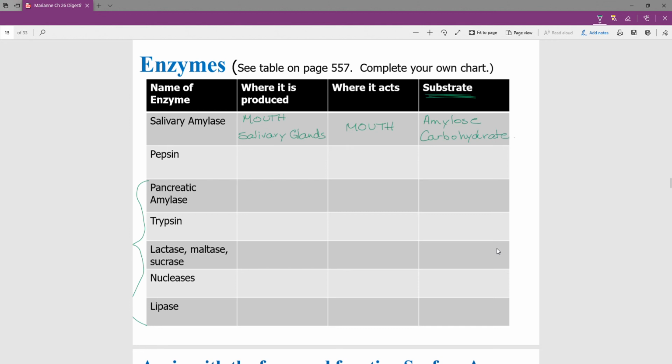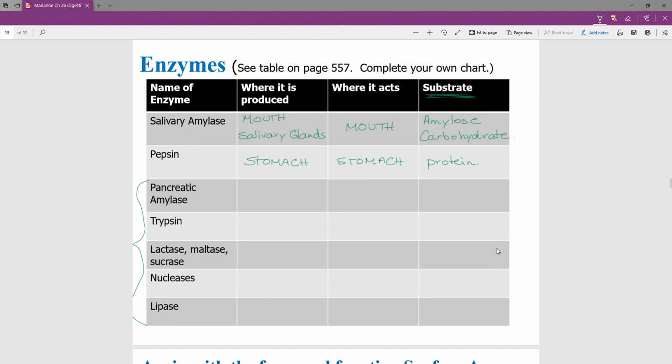Moving on out of the mouth, the next enzyme that we talked about was pepsin, and how pepsinogen, the precursor, was turned into pepsin in the presence of hydrochloric acid. It was produced in the stomach, and it acts in the stomach. The substrate of pepsin was protein. So in the stomach, we had the stomach acid denaturing the protein, but we also had the enzyme pepsin breaking down proteins into smaller pieces.